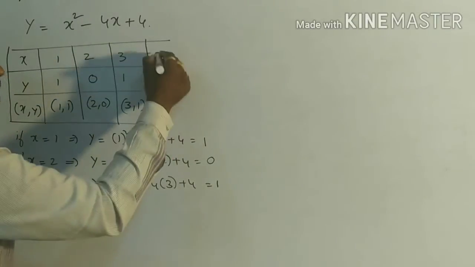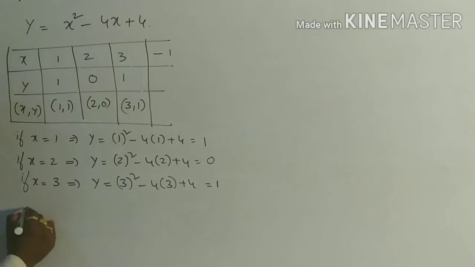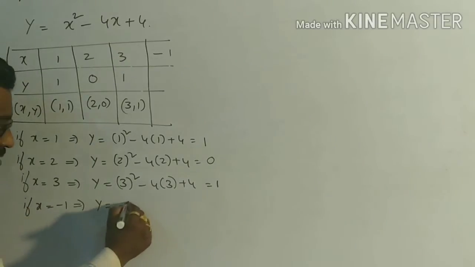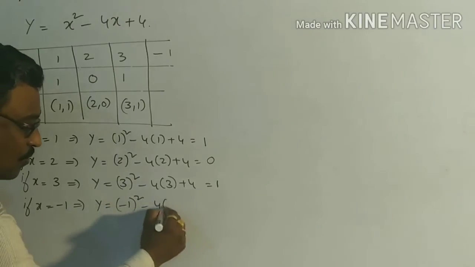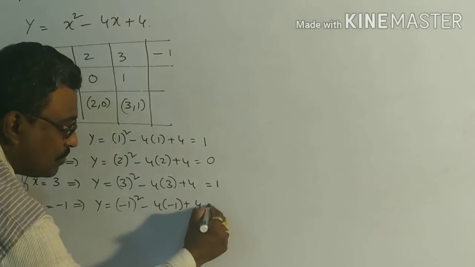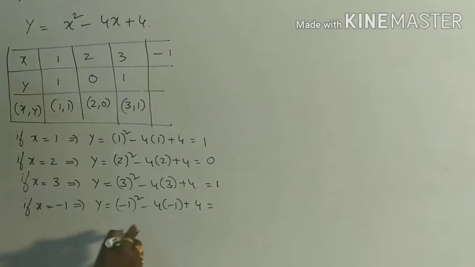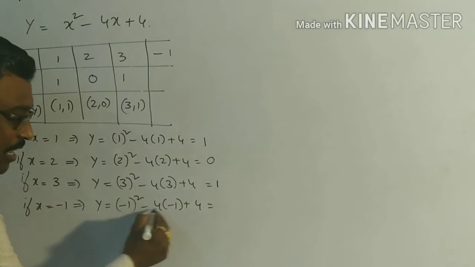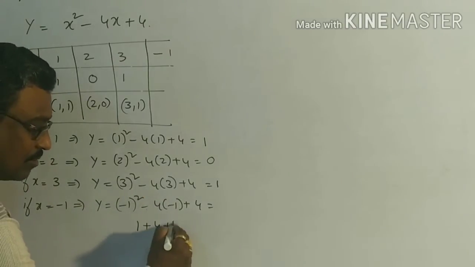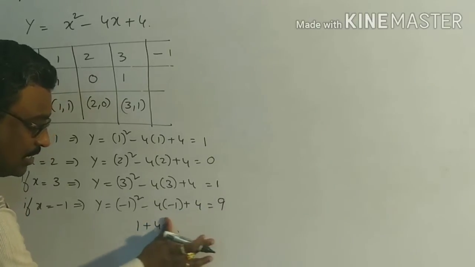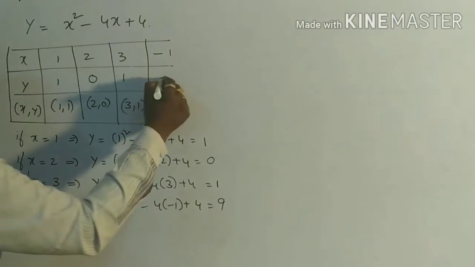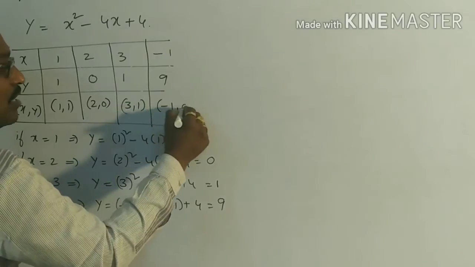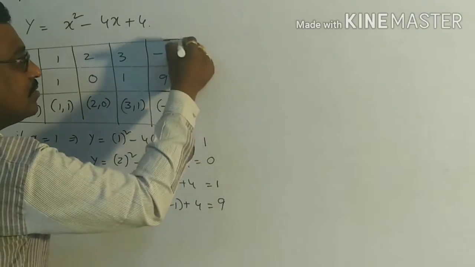I'll take one negative value, x is equal to minus 1. If x is equal to minus 1, minus 1 square, minus 4 into minus 1 plus 4. Minus 1 square is plus 1, minus into minus is plus 4, plus 4. So the total is 9. Minus 1 comma 9.